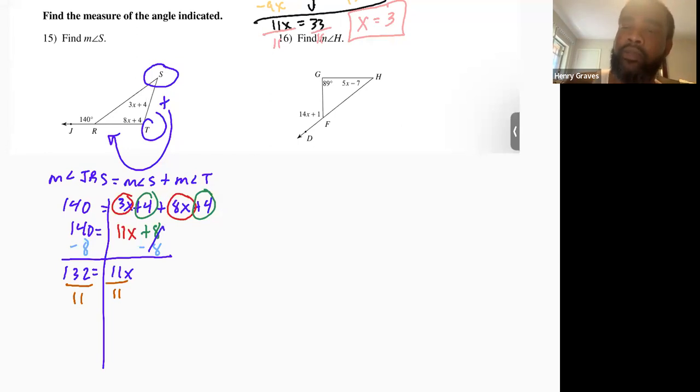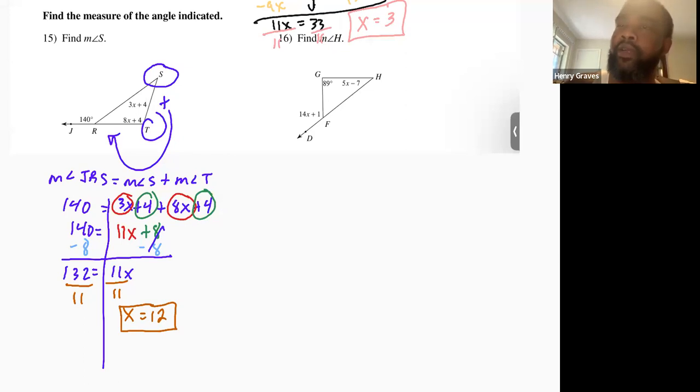But let me see, x should be 12. But let me take my calculator, because sometimes when it comes to even my math, I can be shaky. Yeah, it's 12. Now we can find the answer.